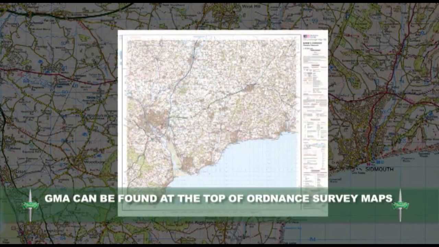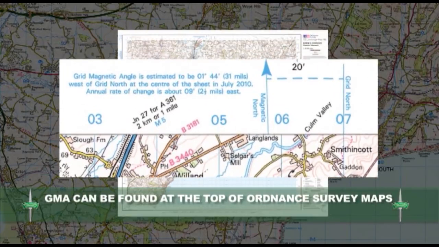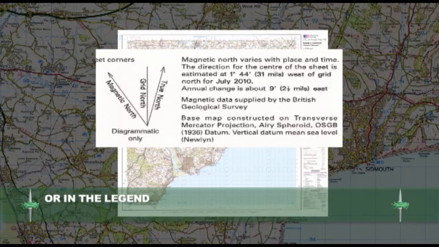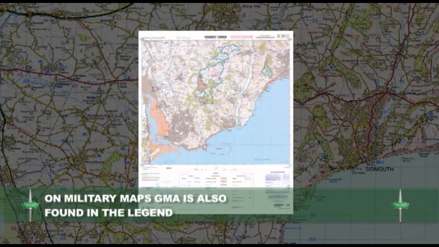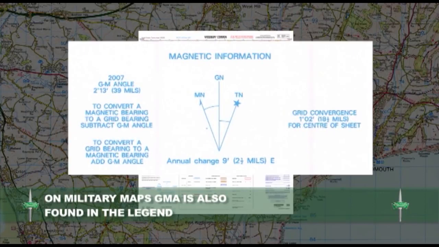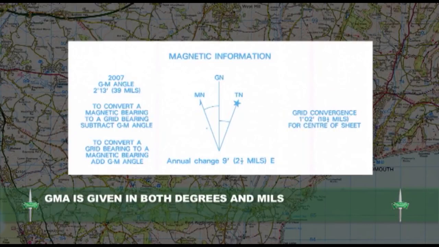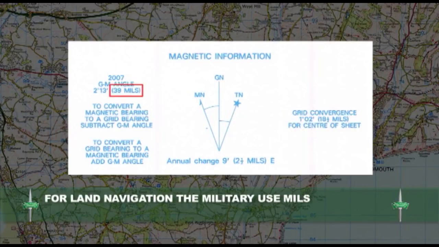GMA is represented as a numerical figure and can be found at the top of Ordnance Survey maps or in the legends. On military maps, GMA is also found in the legend. On most maps, GMA is given in both degrees and mils. For land navigation, the military always use mils.